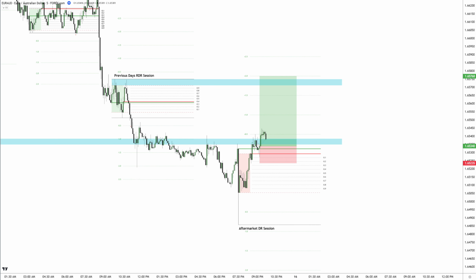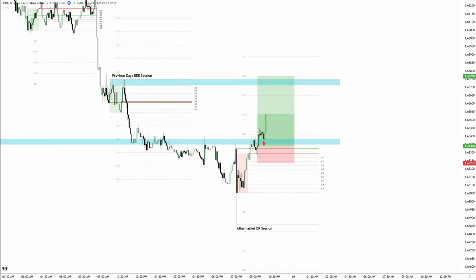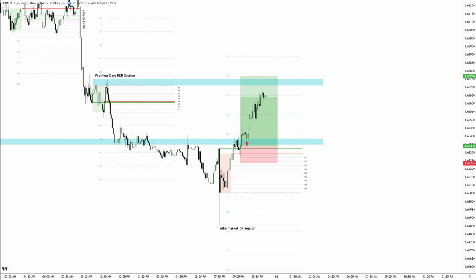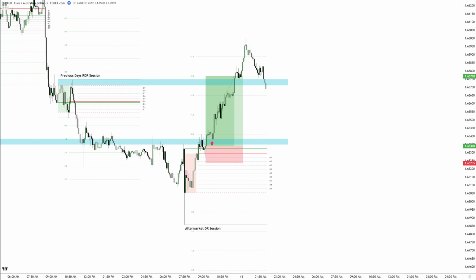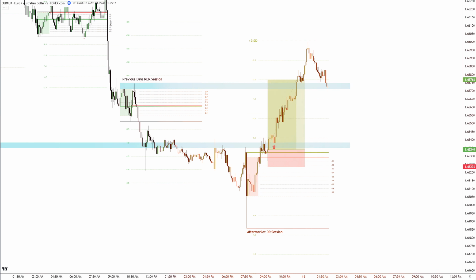As price continued higher, it offered another opportunity with the previous DR session level now acting as support. Price finally reached the target, almost hitting the +3 standard deviation extension by the end of the session. An excellent example of how understanding historical probabilities and aligning confluences can lead to highly rewarding trades.